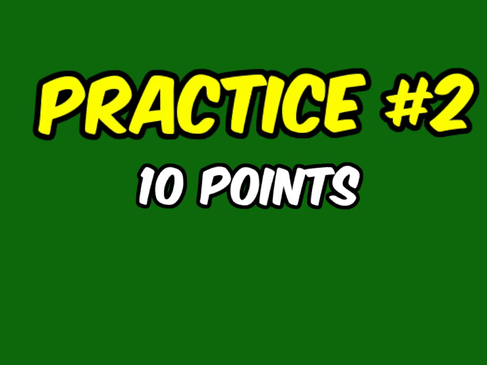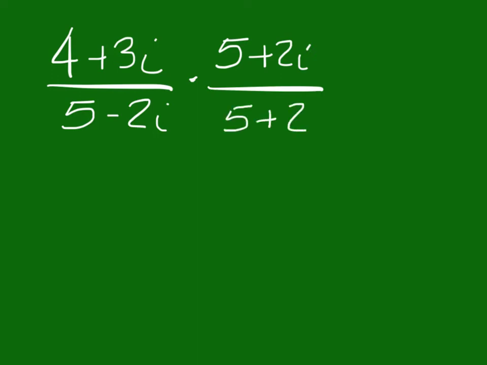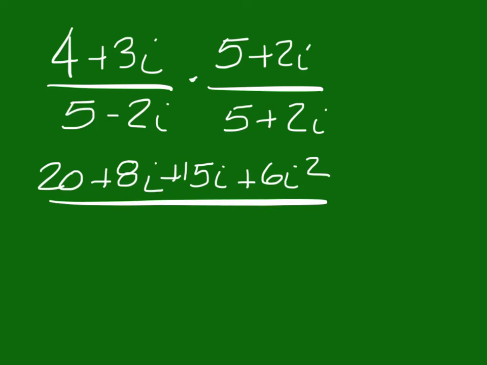Practice number 2. This one is 4 plus 3i over 5 minus 2i. You must multiply the top and the bottom by 5 plus 2i. And on the top you get 20 plus 8i, and then you'll have plus 15i plus 6i squared. On the bottom you have 25 plus 10i minus 10i minus 4i squared.